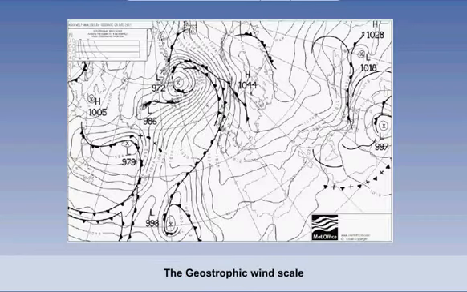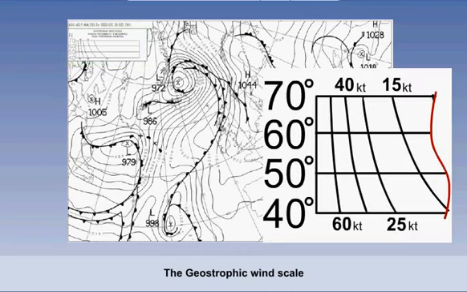On most surface pressure charts, the correlation of isobar spacing, pressure gradient force, and wind speed is quantified for us by the use of a scale. This scale is called the geostrophic wind scale. An example is shown here. If we measure the isobar spacing and use the geostrophic wind scale relevant to that latitude, we can calculate a wind speed.